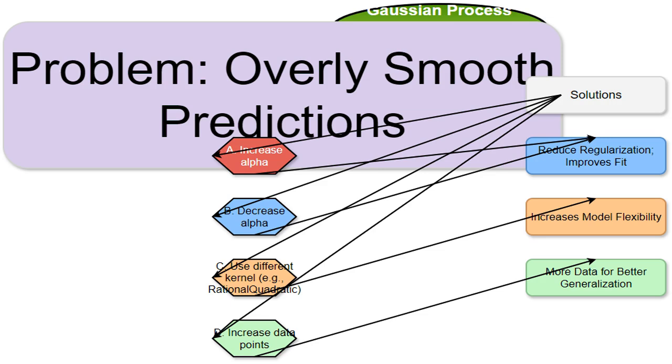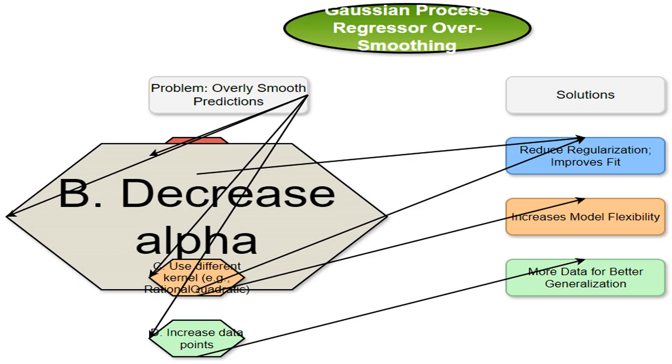More data means I have a better understanding of the underlying pattern. Similar to having more points to connect when drawing a curve. With more data, the model can capture more details and reduce oversmoothing. But it's not a guaranteed fix if the model is fundamentally too smooth.